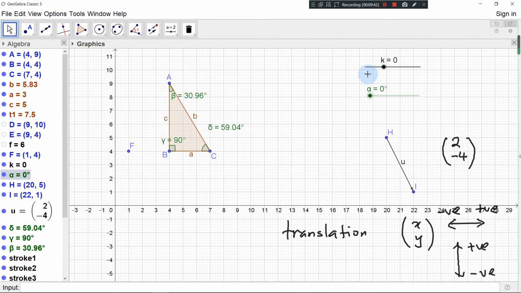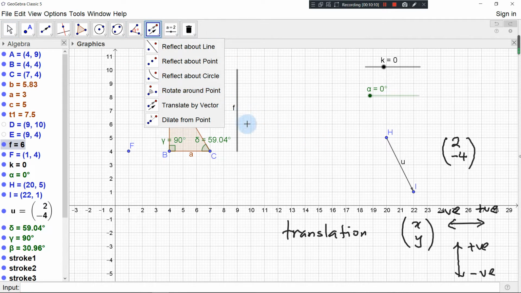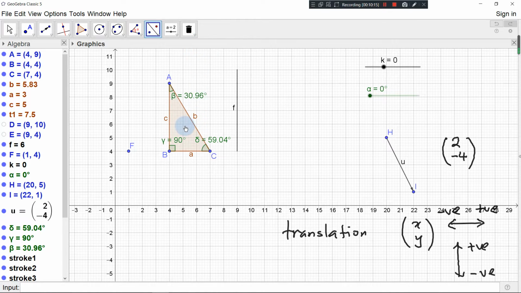rotation and reflections. Let's look at reflection first. For reflections, we need an axis of reflection. It's like a mirror. So now I'm going to draw the image of this triangle when it is reflected in this straight line F. Because this is the mirror, right? Reflect about the line, okay. So it will go this way.